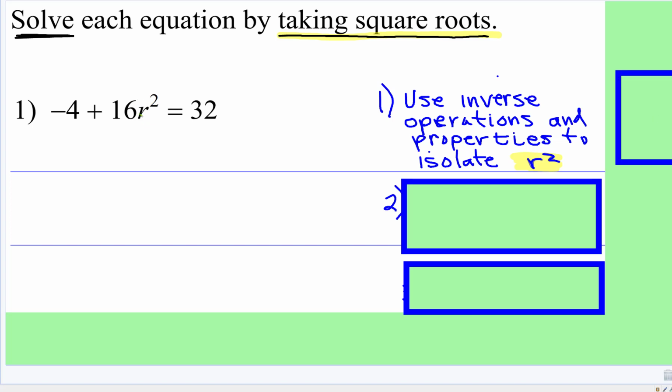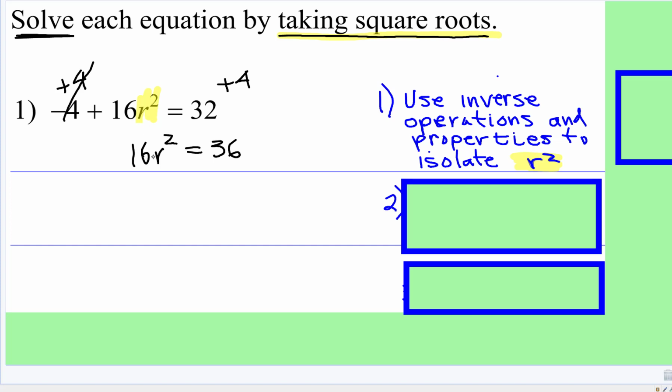That's all that means. And you use the properties and operations, meaning if you want to get r squared by itself, you first have to get rid of the things that are being either added or subtracted. Well, here we have a -4. To zero out a -4, the additive inverse is +4. So additive inverse property, you're going to add 4 to both sides. Also, the additive inverse is those two zero out, right? So now you have the 16r squared is equal to 36.